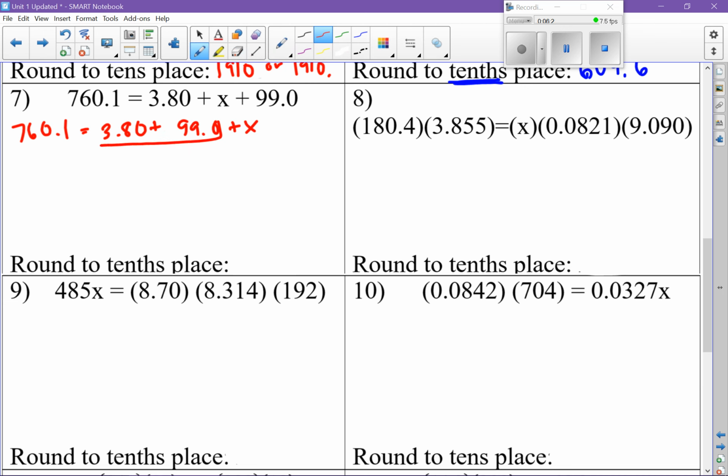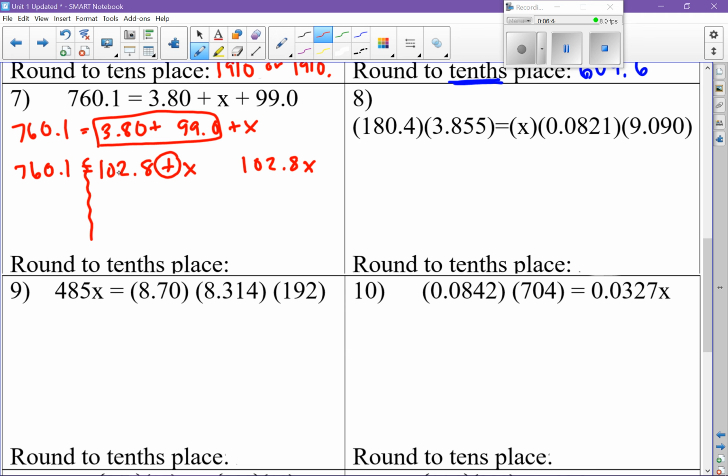Now I can see I need to take these two numbers and I need to add them together. So when you add that, you're going to get 102.8 plus x. Don't forget to write that plus sign. If you just wrote 102.8x, that's very different. This plus sign reminds you that you need to use the river.